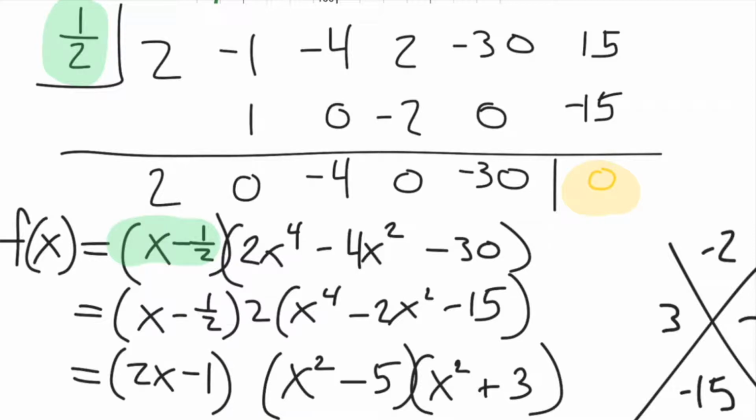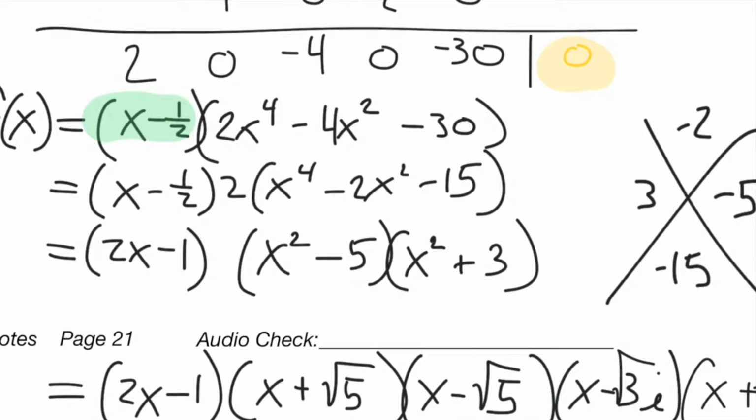And so what that looks like, because there's so many zeros here, what I'm going to do next is just write it out as the function. Because we guessed 1/2, then x minus 1/2 is one of the factors. 2, 4, and 30 are all even, so we can factor out a 2. And that 2 multiplies and distributes to get 2x minus 1 here. And so we're left with x squared minus 5 and x squared plus 3.